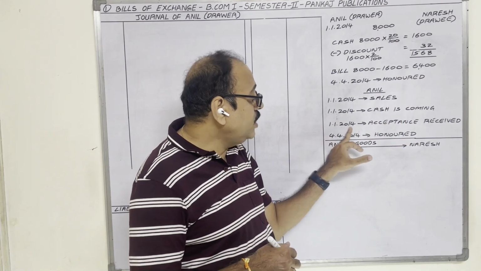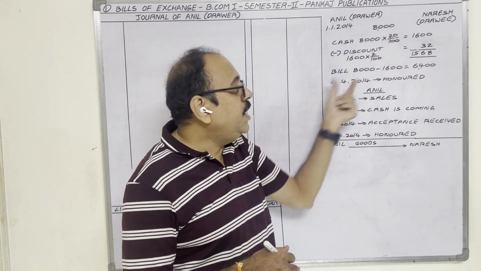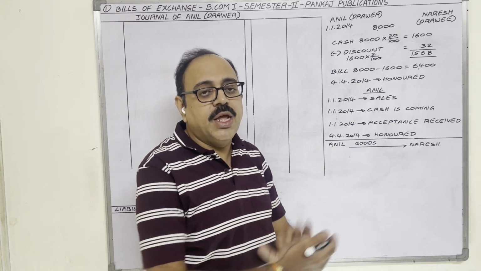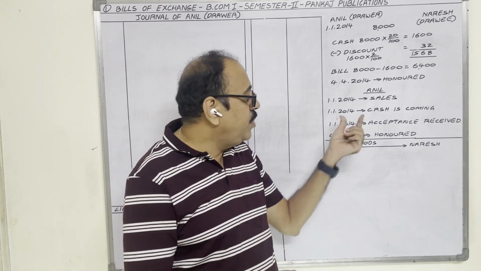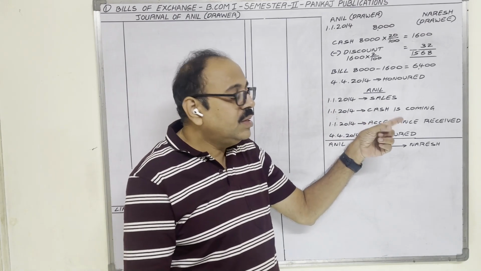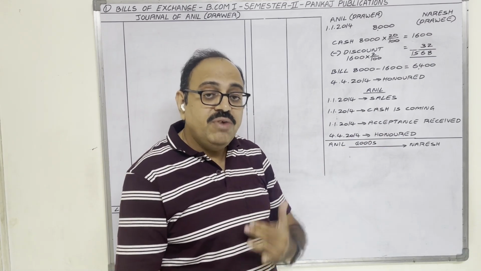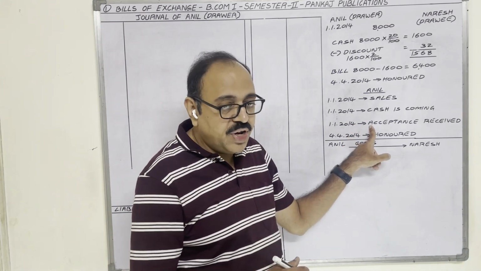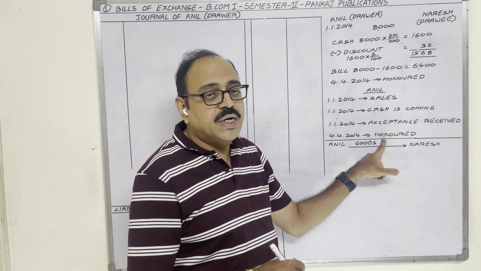Next, on the same day, for the remaining amount of 6,400, Anil prepared a bill of exchange. He presented that bill to Naresh. Naresh accepted this bill. So for Anil, this bill is called bills receivable, an asset. For Naresh, this bill is called bills payable, a liability. So for receiving acceptance on a bill of exchange, we have to write the third entry. Then finally, what happened on the due date? The bill is honored.